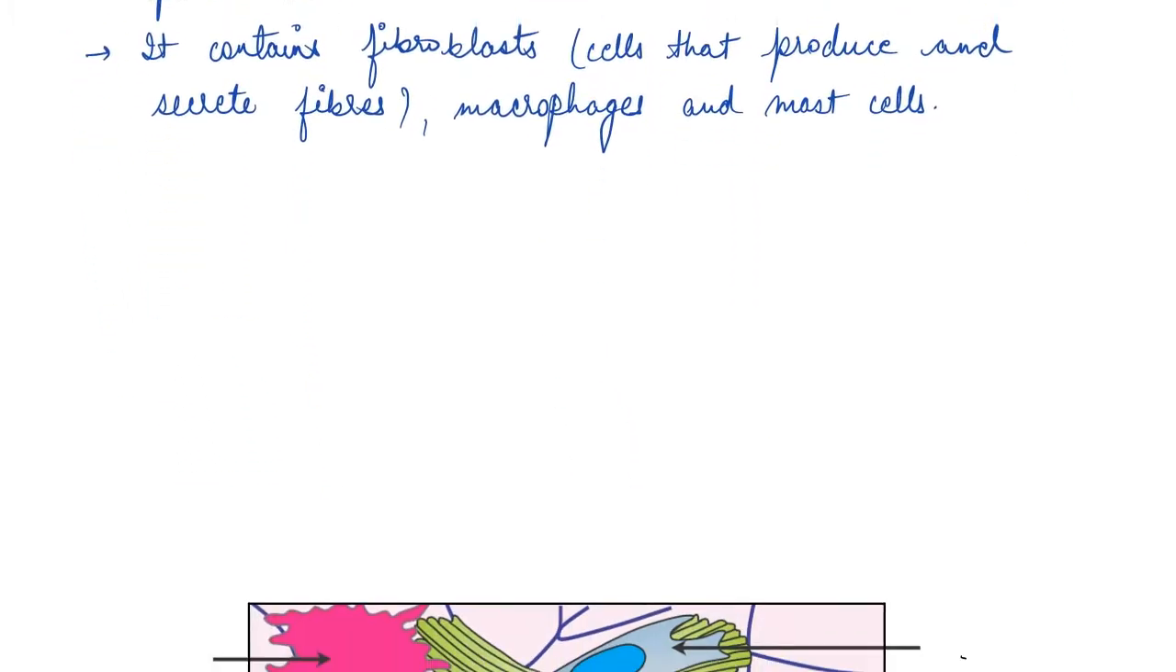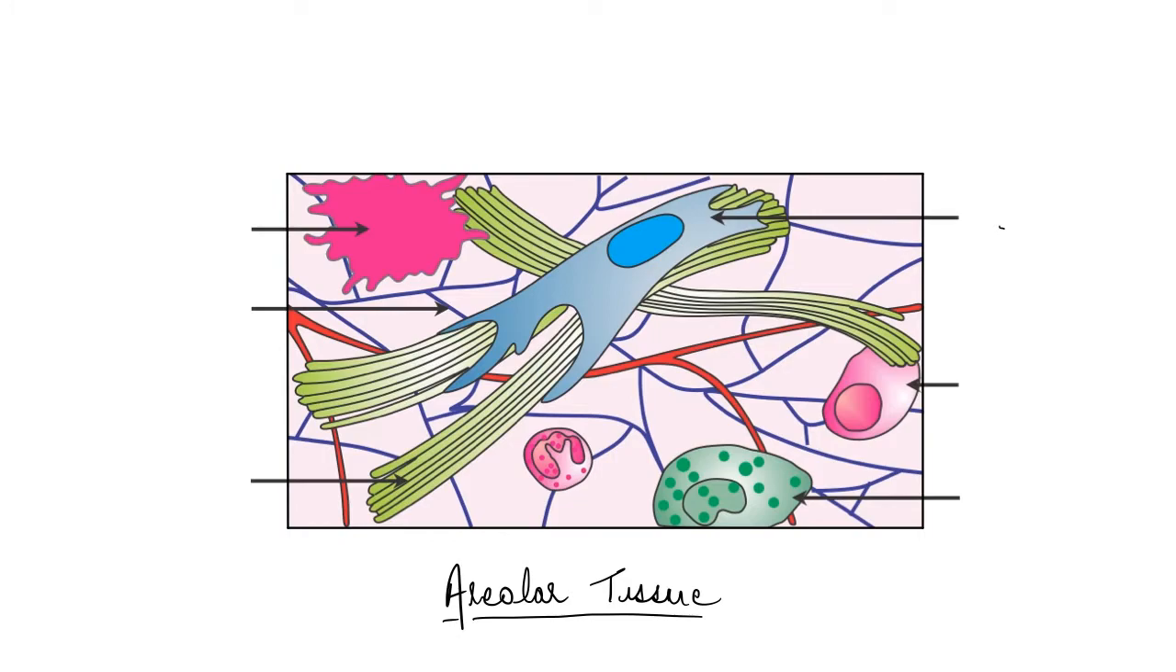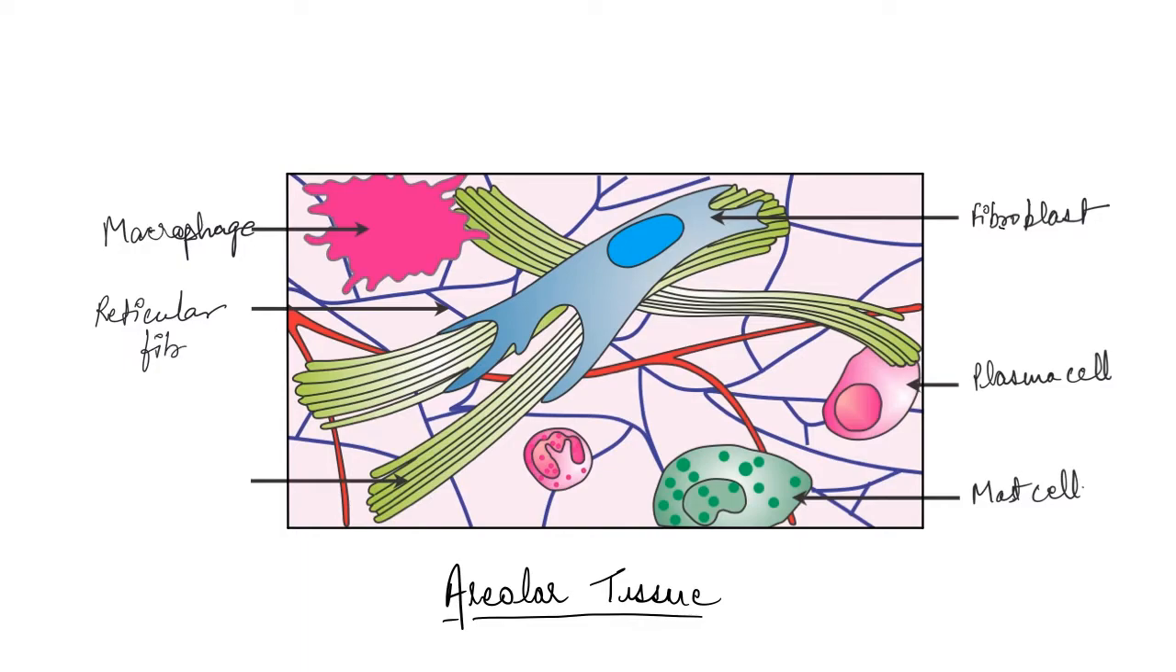Let's see the diagram of this tissue once. Here, these are the fibroblast cells. You have some plasma cells, you have mast cell, you have macrophage, you have reticular fiber, and you have collagen fiber. If you see here, this is the cell which is producing and secreting the collagen fibers. So here are the fibers. You have some macrophages, mast cell, some plasma cell, and then there are reticular fibers as well, again providing support to this tissue. So this is all about the areolar tissue.